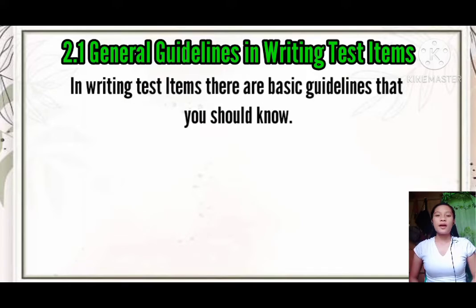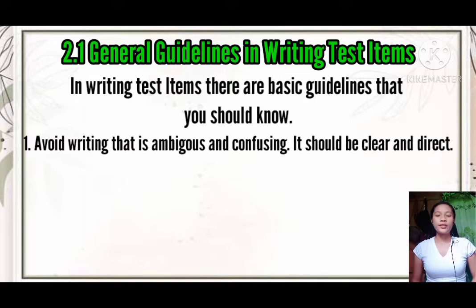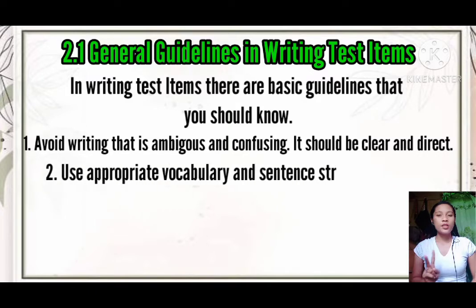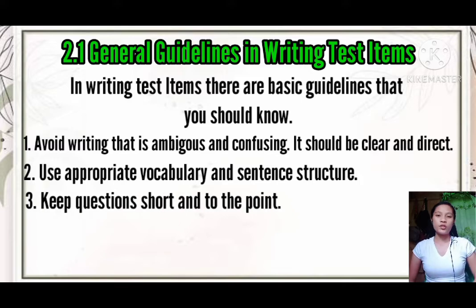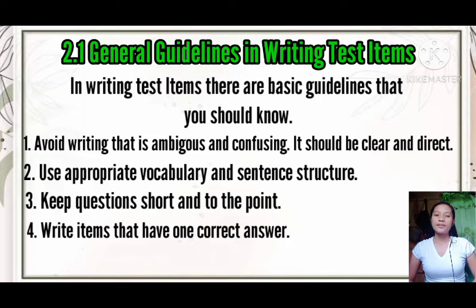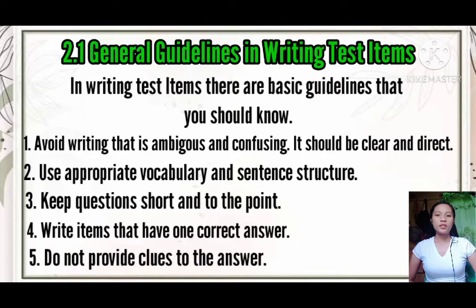In writing test items, there are basic guidelines or rules that you should know. First, avoid writing that is ambiguous and confusing. It should be clear and direct. Second, use appropriate vocabulary and sentence structure. Third, keep questions short and to the point. Fourth, write items that have one correct answer. Fifth, do not provide clues to the answer.